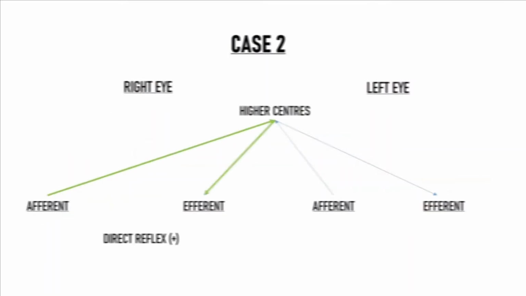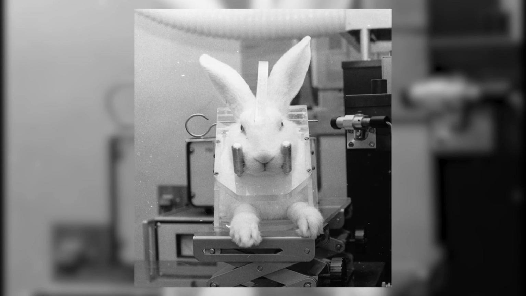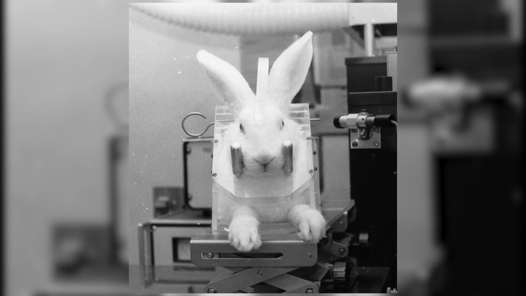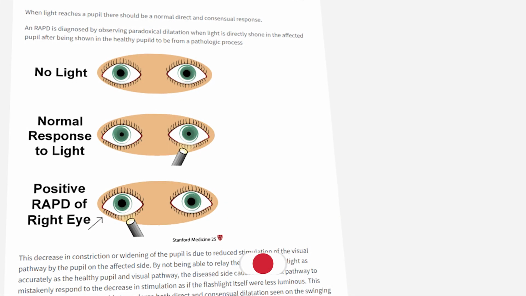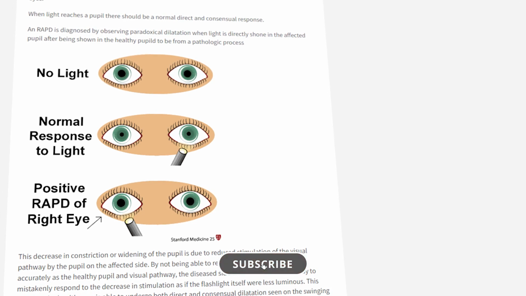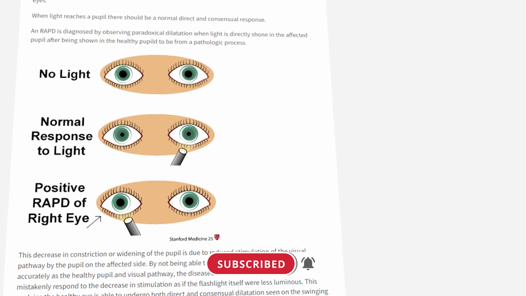In mammals with laterally placed eyes like rabbits, the direct reflex is more pronounced than the consensual reflex. However, in mammals with frontally placed eyes, such as humans, the direct and consensual reflexes are equal.